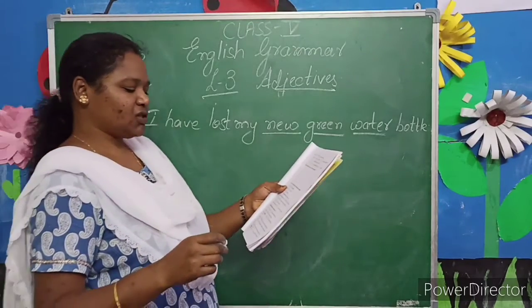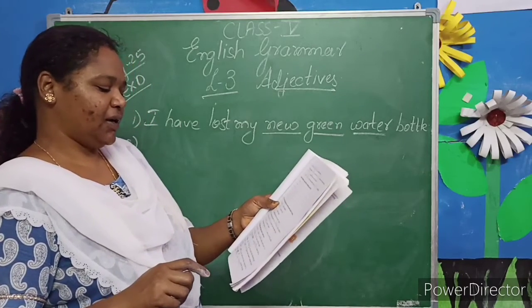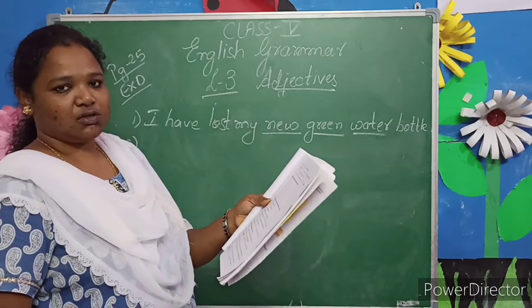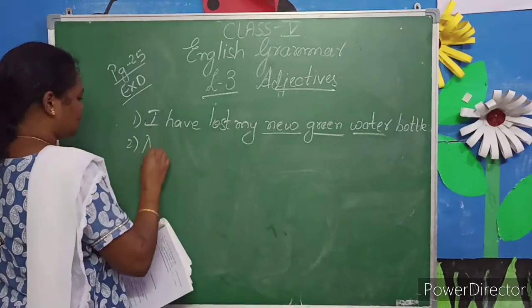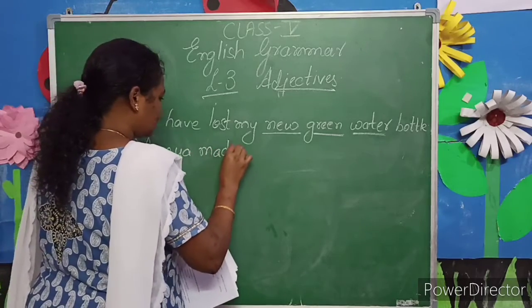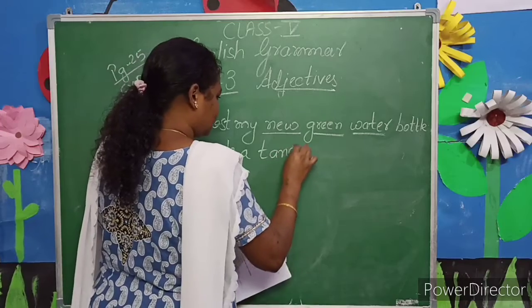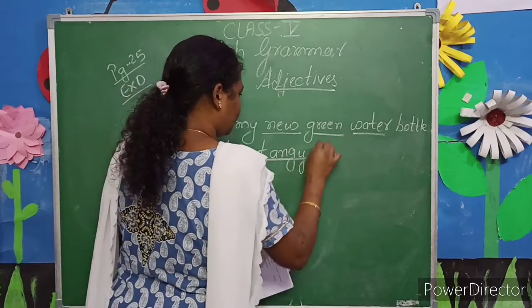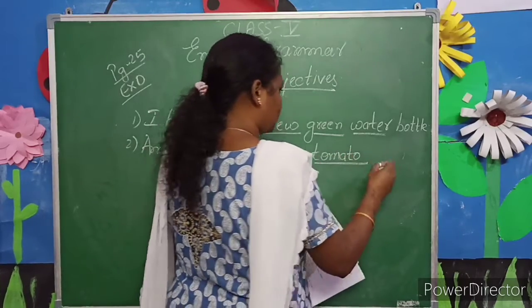Second one: Amaya made a dash sauce. So tomato, tangy. We can't say Amaya made a tomato tangy sauce. So how will we write it? Amaya made a tangy tomato sauce.